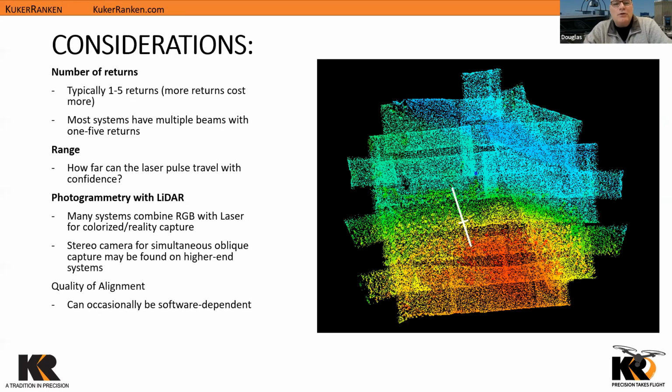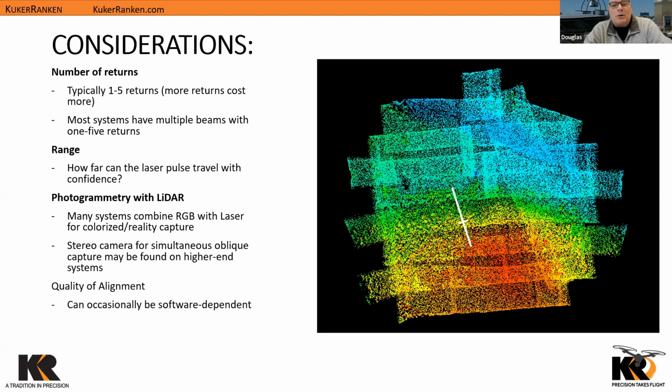But if we're going to do any type of colorization, if we're going to add reality-capture-type color to our point cloud, then we need to have an RGB camera. There are several different systems out there. For example, GeoCue manufactures LiDAR systems that have anywhere between 1 and 3 cameras. On their higher-end systems, they have stereo cameras so that we're capturing obliques at the same time as we're capturing the nadir and the LiDAR information simultaneously, which makes for a very, very fast workflow in post.